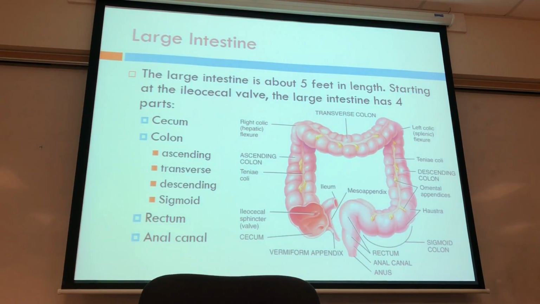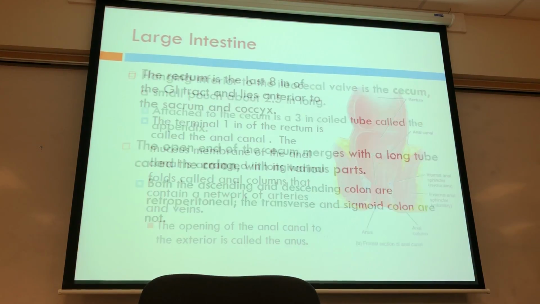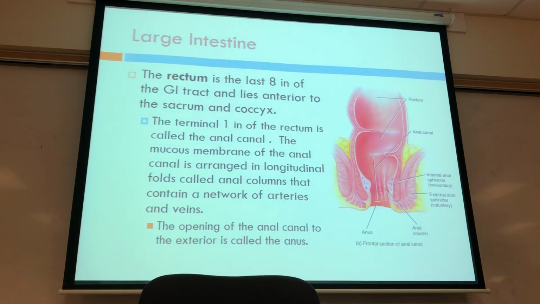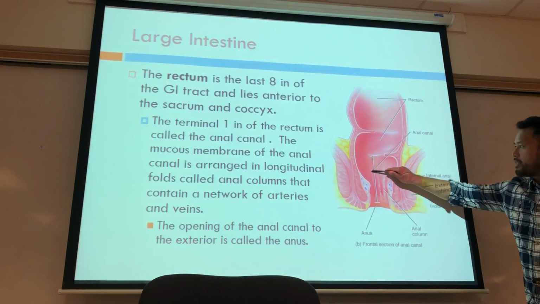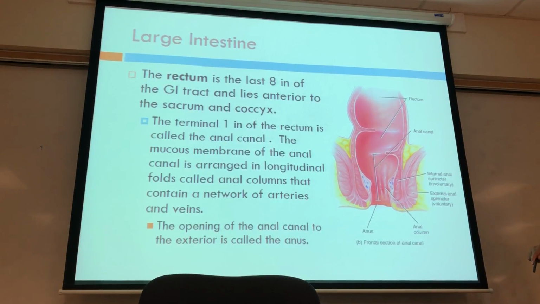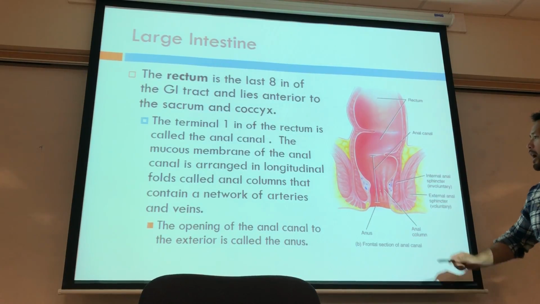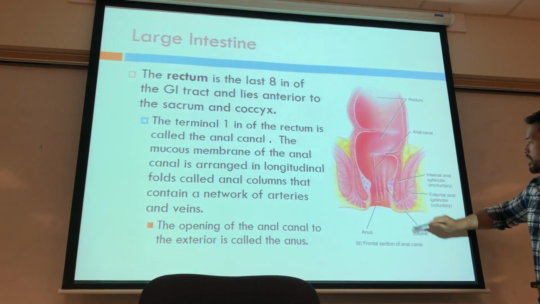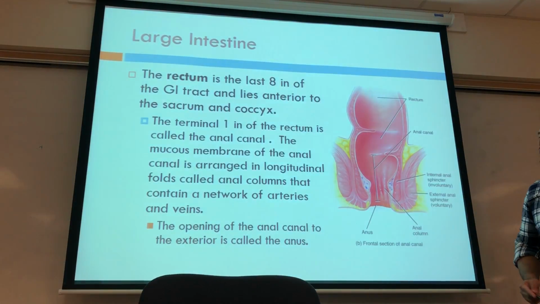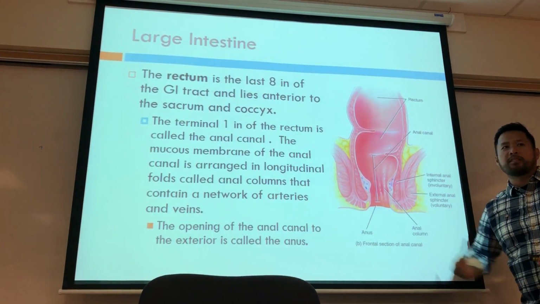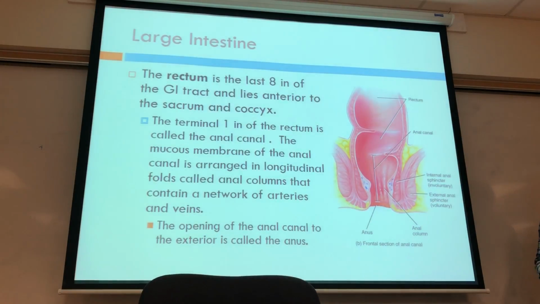So they help with the movement of bowels. The other thing we'll take a look at are the other components. Looking at the rectum, again, the rectum is the last 8 inches. Here you can see the real last portion, the last 1 inch, is called the anal canal, and that's this portion right here. And this anal canal actually has these ridges, which are longitudinal folds that contain a bunch of arteries and veins in that area.